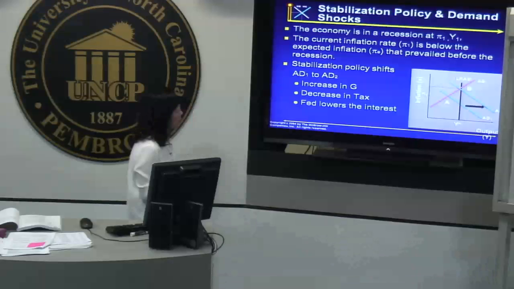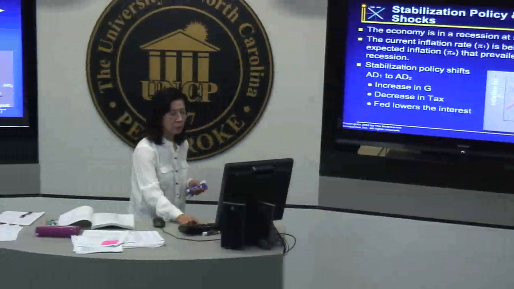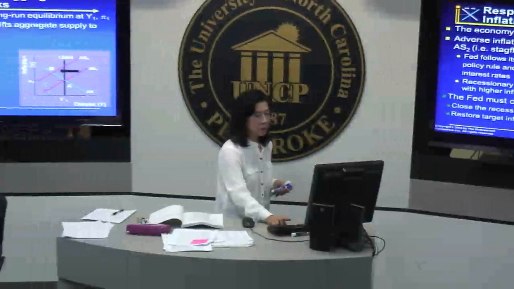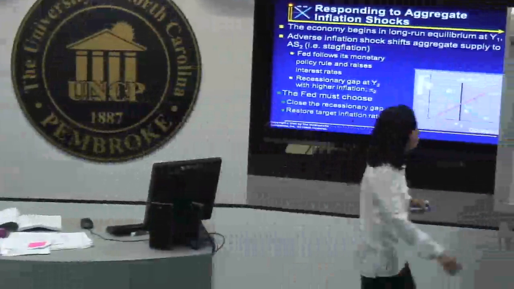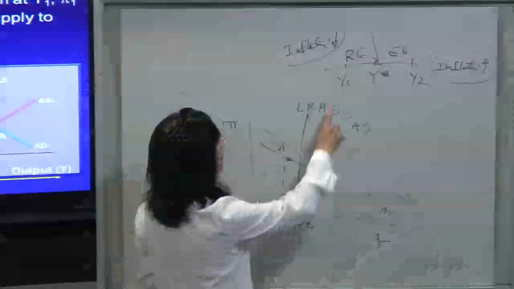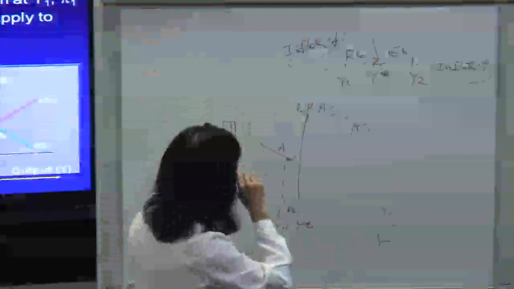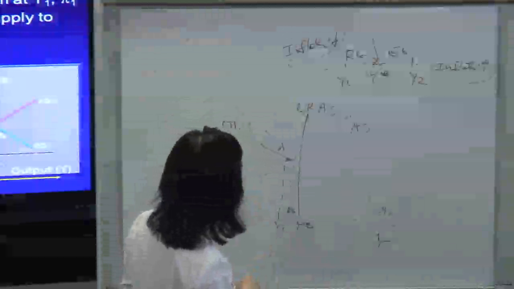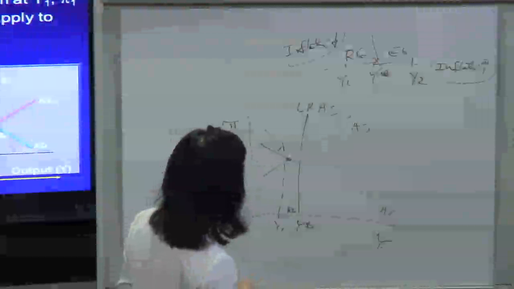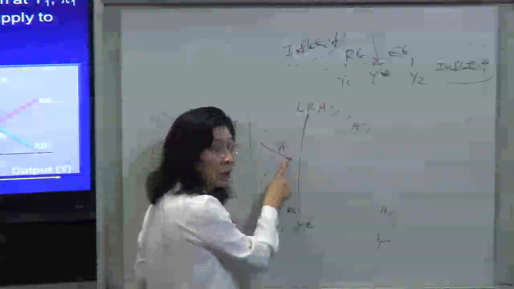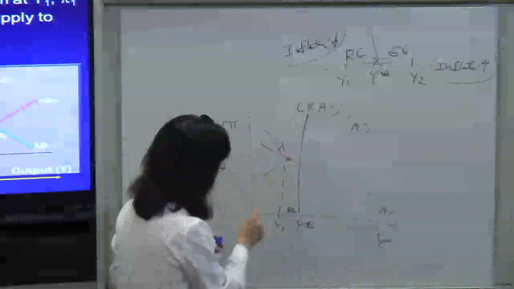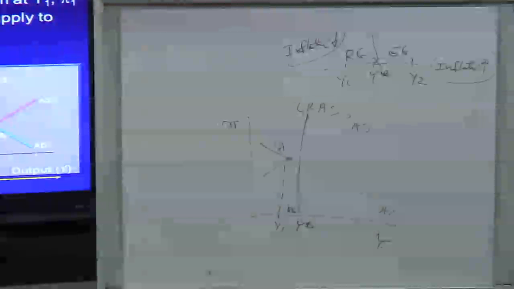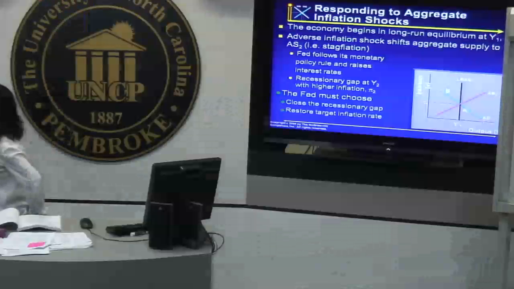Now, there is a theory that says, according to the classical people, you don't have to do anything. Doing nothing means eventually, if you're in a recessionary gap, there is a tendency for inflation to come down. So basically, if you're not doing anything, it will come back down to point A.